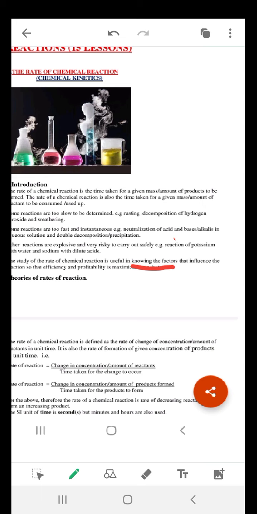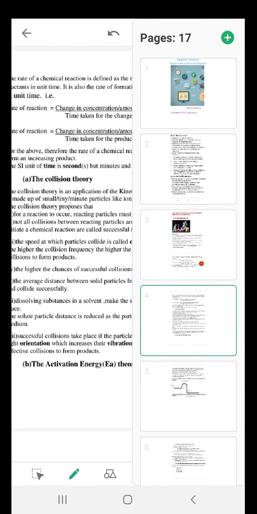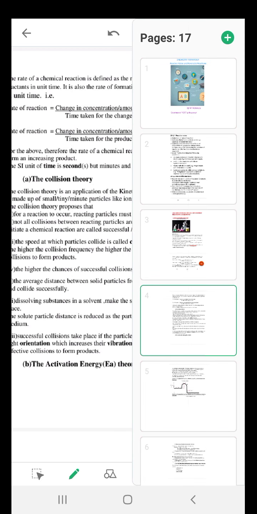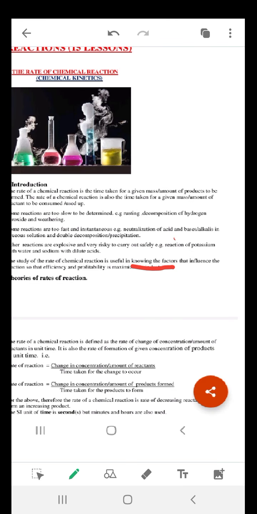The first one is what you call the activation theory, or the activation energy theory, and then the collision theory. So before we look at that, let's look at how they explain the rate of reaction.